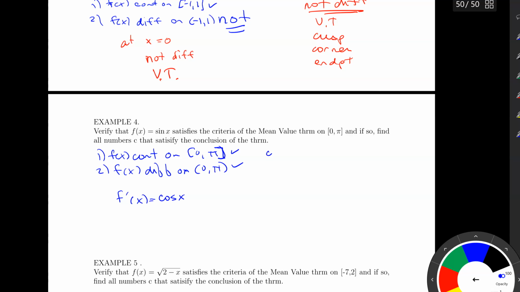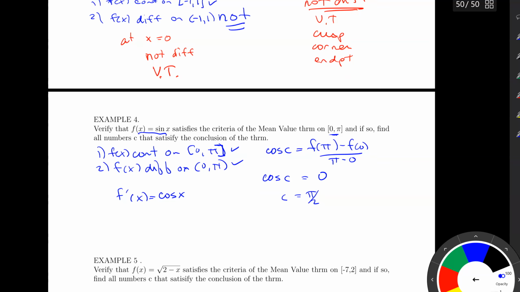So I'm going to say cosine of c is equal to f of pi minus f of 0 all over pi minus 0. Now remember, I'm plugging into the function f here, right? So I have cosine of c equaling, well, 0, right? So then what does c have to be? Between 0 and pi, what values of c give me the cosine of 0? And that's pi over 2, because you know your unit circle.